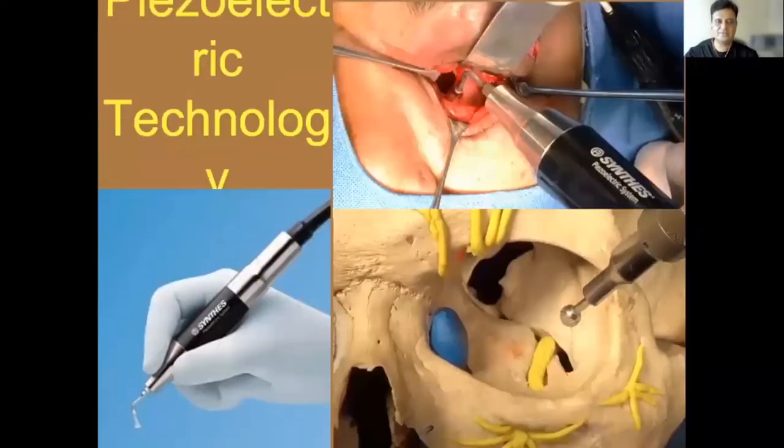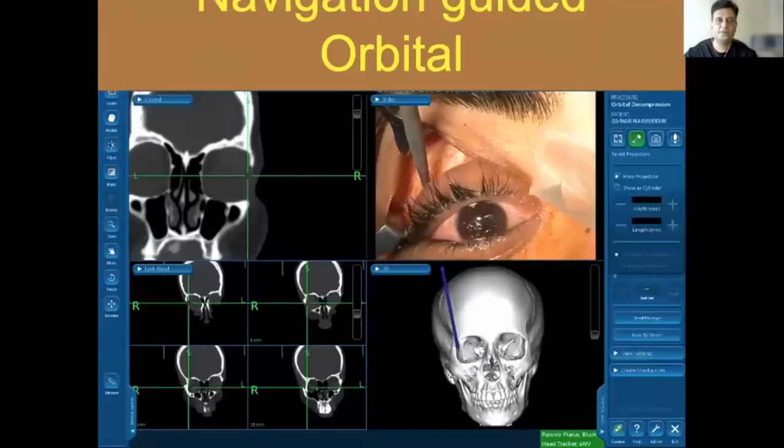The two recent advances in thyroid eye disease worth mentioning is the use of piezoelectric technology, which only targets the mineralized tissue, which is bone, and soft tissue is spared. So this is wonderful for floor decompression, where we can preserve the infraorbital nerve and therefore the cheek sensations. Navigation-guided technology has changed the way we can do decompression safely, especially in the deep lateral wall, as well as the posterior parts of medial wall decompression.